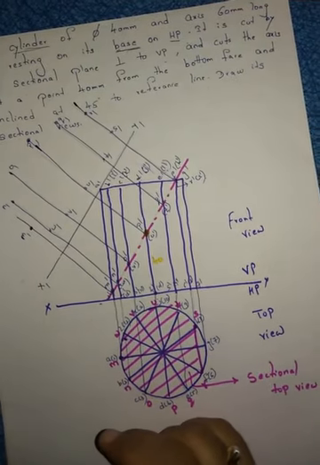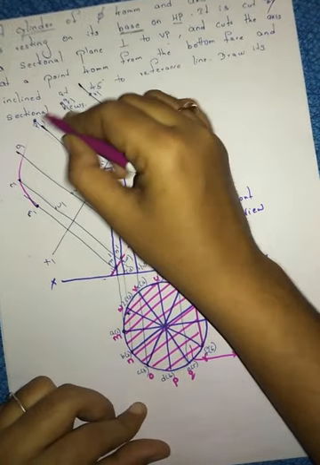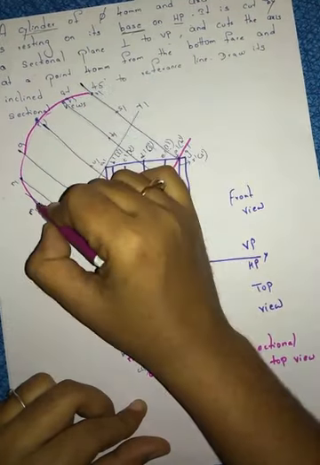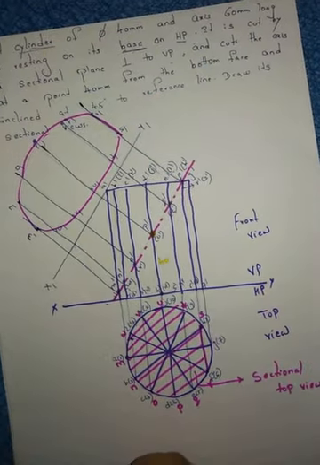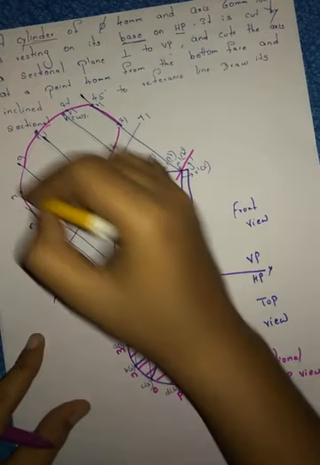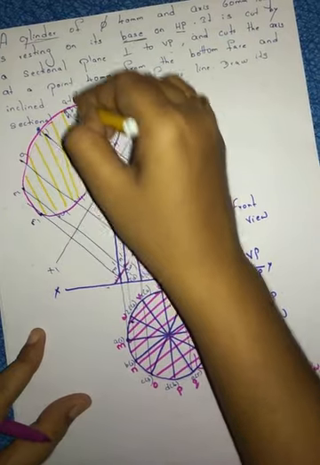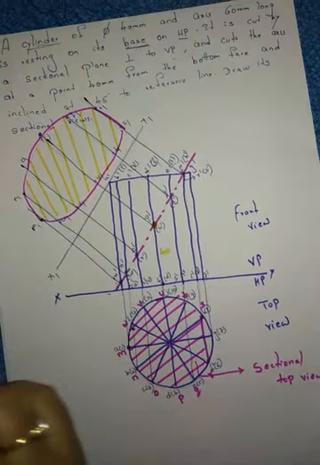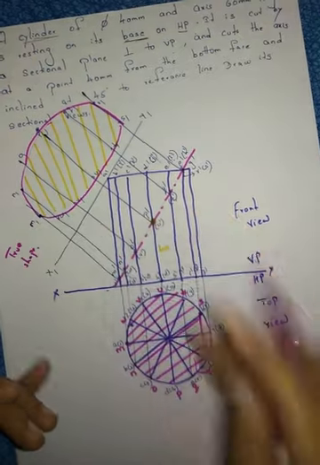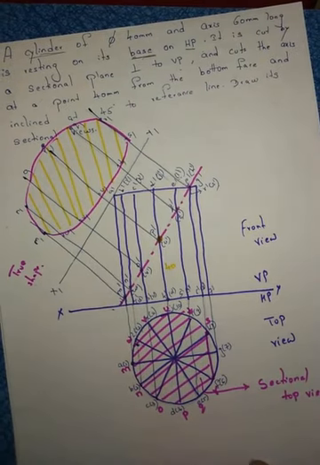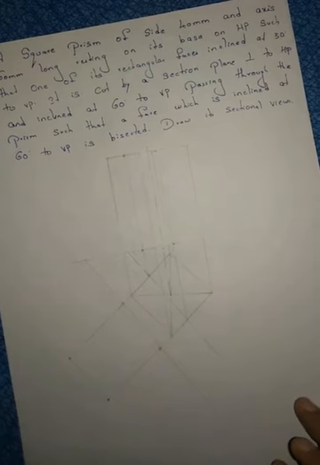Now, after getting these points, join all of them: M, N, O, P, Q, R, S, T, U, V, W. You will get the true shape. After getting the true shape, draw the hatching lines. This is nothing but your true shape. So this is problem number 4. Let's see problem number 5.